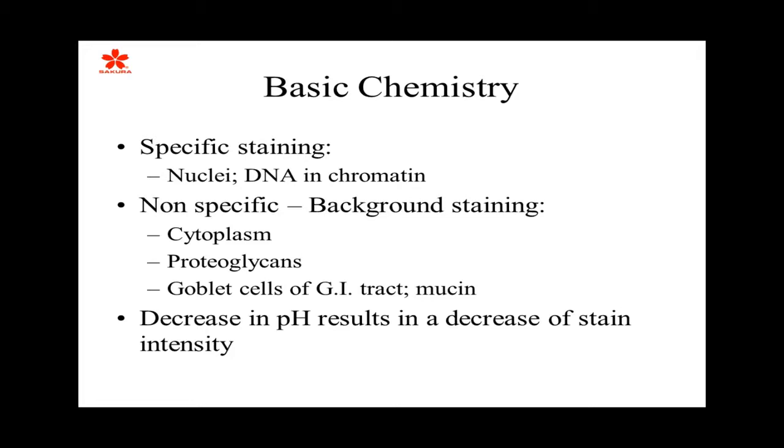Many times we don't even really look at this because the pathologist doesn't complain about it. The nuclei stain well. But if we look very closely when we stain colon and small intestines, you'll see residual hematoxylin staining in the goblet cells. A decrease in pH results in a decrease of the stain intensity from the hematoxylin.